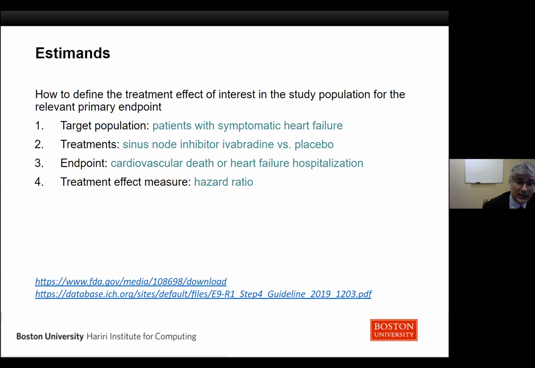So for example, in a heart failure trial, we focus on patients with symptomatic heart failure. We're comparing, for example, a sinus node inhibitor to placebo. The outcome could be the time to the first of cardiovascular death or heart failure hospitalization. And we could measure the effect using the hazard ratio. So really nothing new so far.